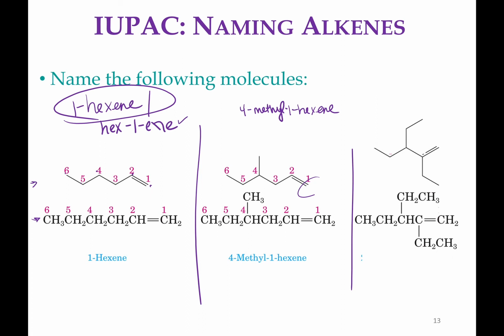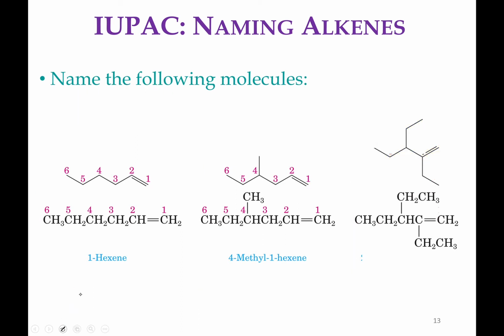Here in this last one, what is our longest chain? 1, 2, 3, 4, 5. Either way I do it, I could go this way, 1, 2, 3, 4, 5, or I could say 1, 2, 3, 4, 5. But I cannot use this as part of the main chain. It's going to have to be a substituent because I have to include the double bond when I do this. So when I go to name it, I'm going to say 1, 2, 3.